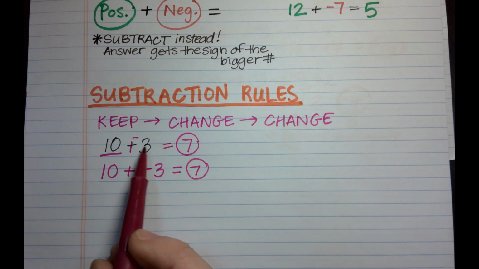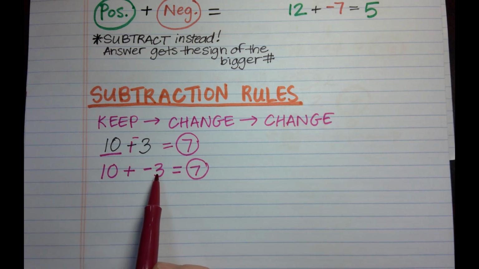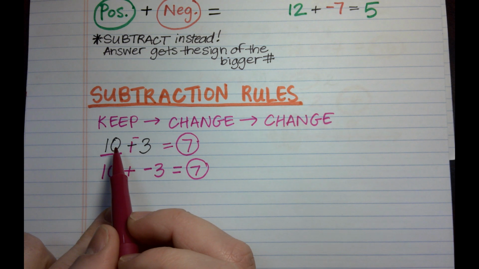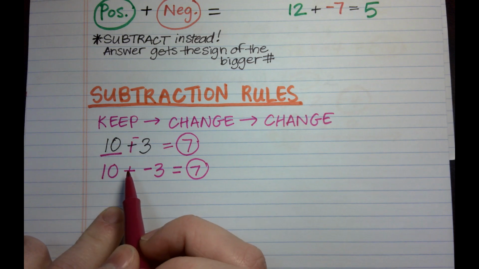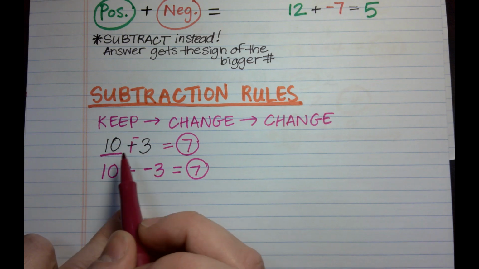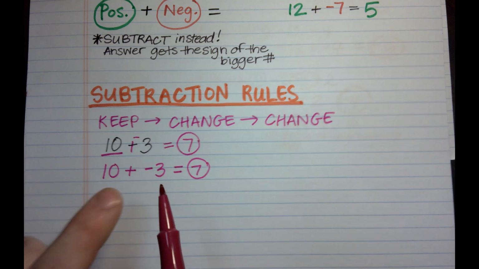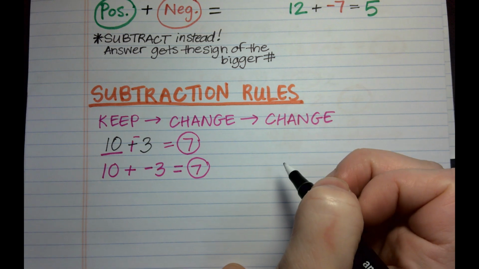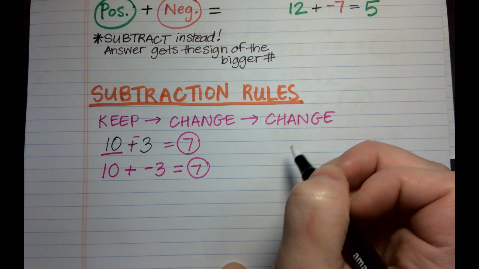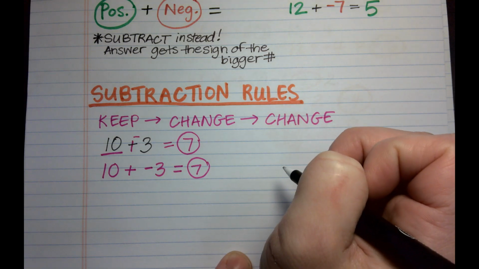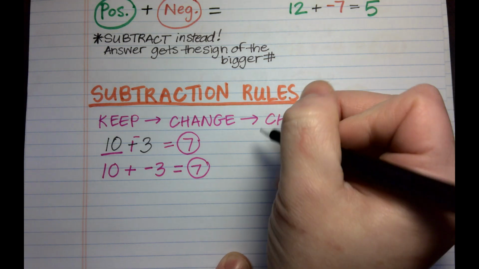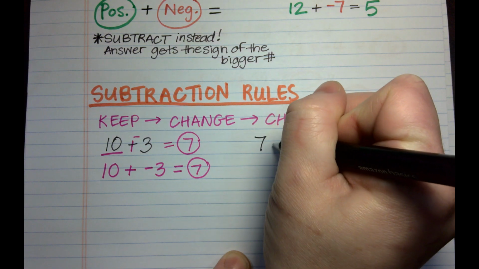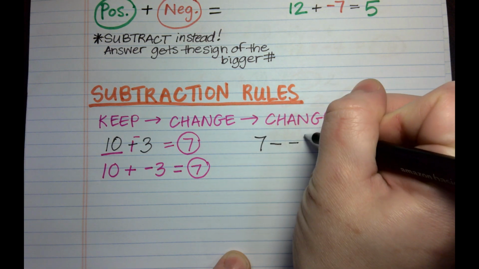Remember, subtracting is the same thing as adding a negative number. We keep the first one the same, change it to a plus, change it to a minus. Keep, change, change. Now, let me show you where this would actually be useful. Let's say we have seven minus negative 1.